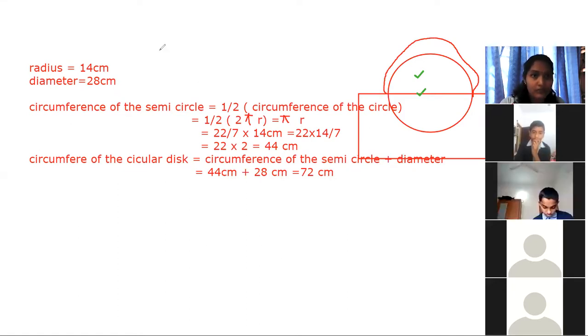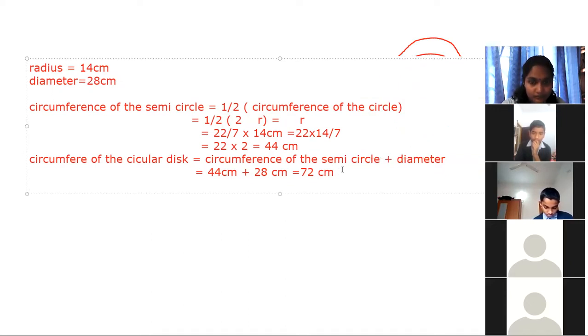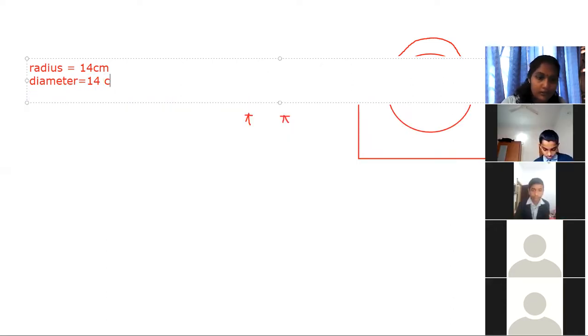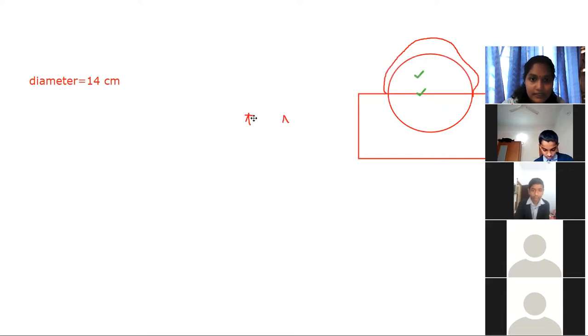Okay. Wait. Let me change this. We know the diameter. Diameter is 14 centimeter. Clear? Then what? Then we need to find the circumference. We need to find the circumference.